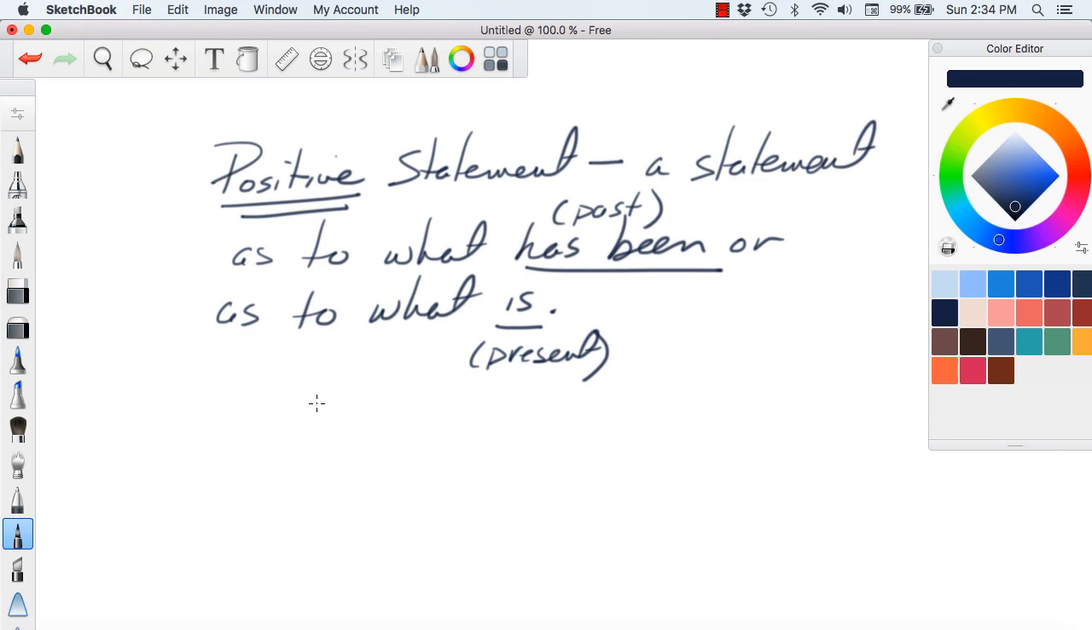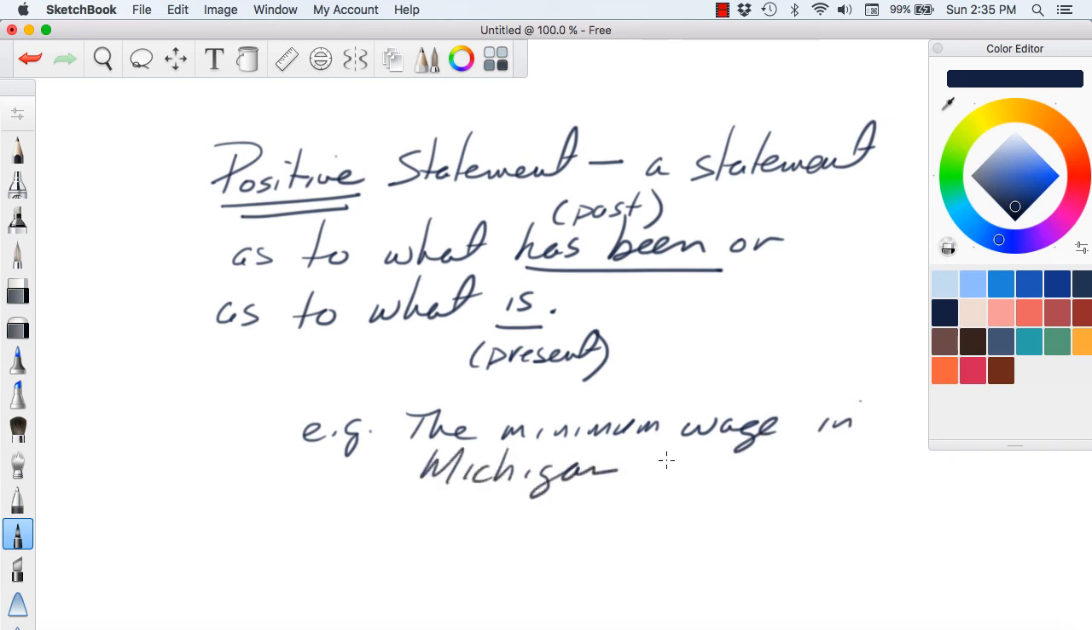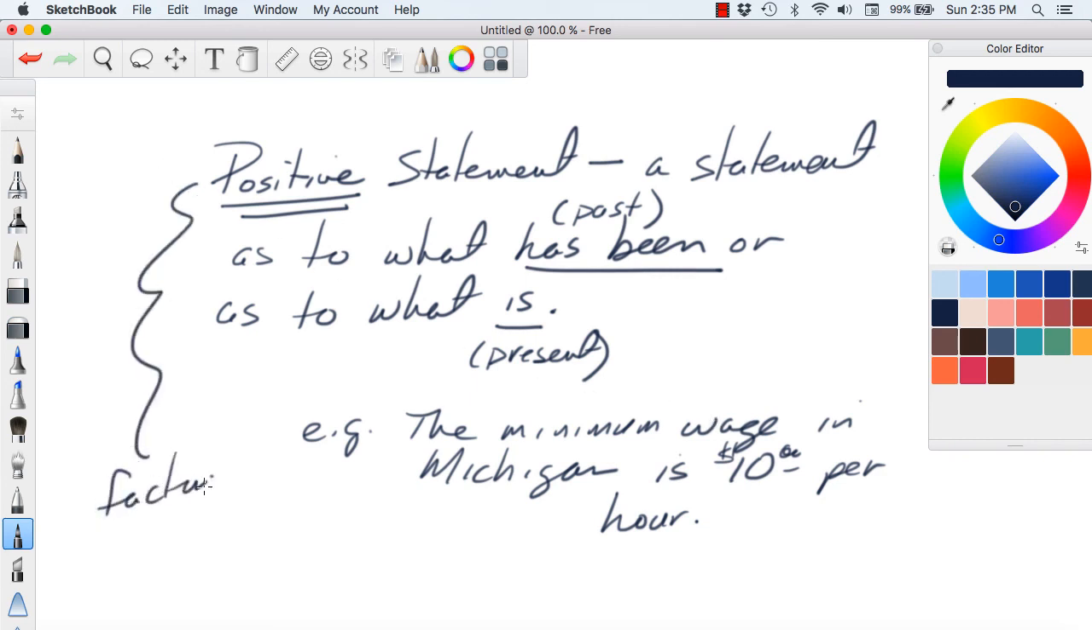So here's an example of a positive microeconomic statement. For example, the minimum wage in Michigan is, at the time of this writing, $10 per hour. This statement is a positive statement. It's factual. Positive statements are factual. You go, what do you mean factual? They can be tested. We can go out and gather data.